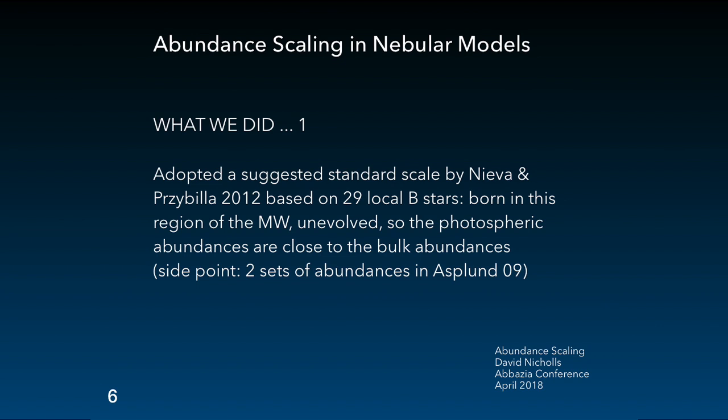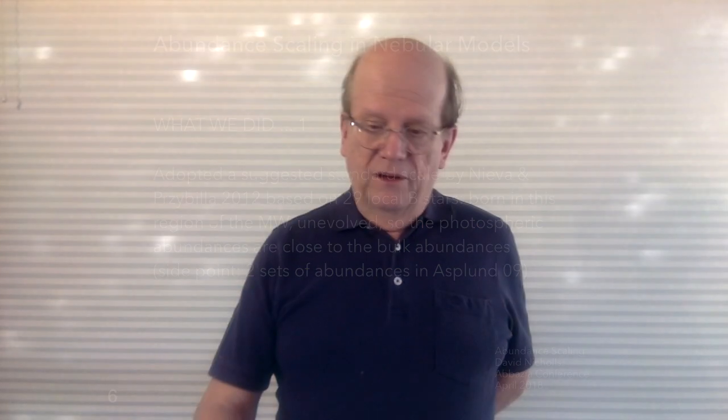A side point, Asplund et al. 2009 provide an abundance set that is widely used in stellar and nebular analysis. Unfortunately, there are 2 sets of abundances reported in that paper, the photospheric abundances and the bulk or protosolar abundances.